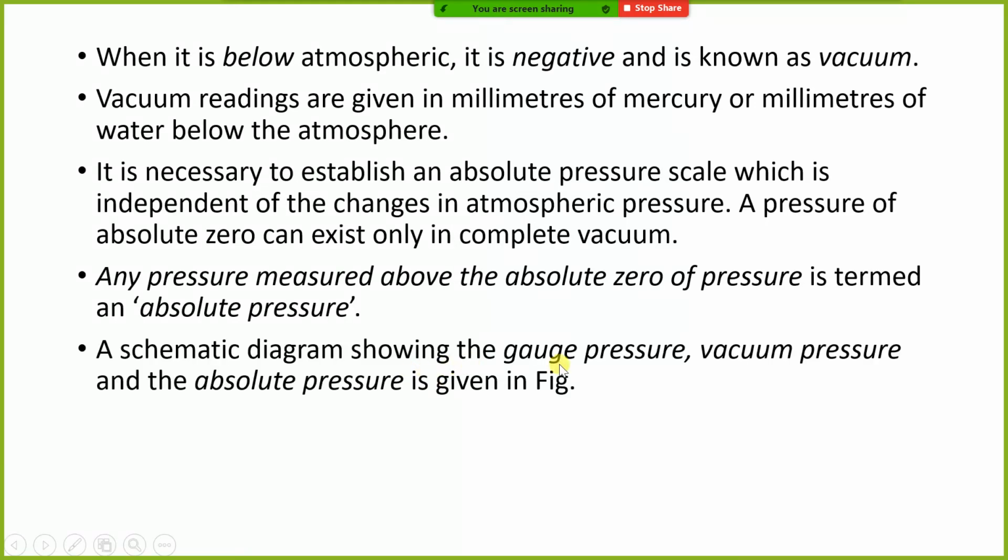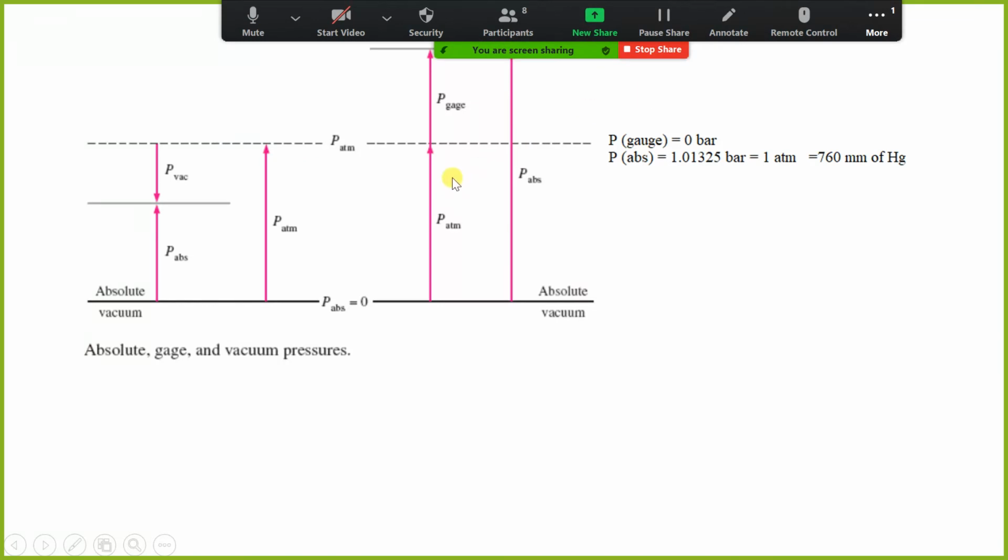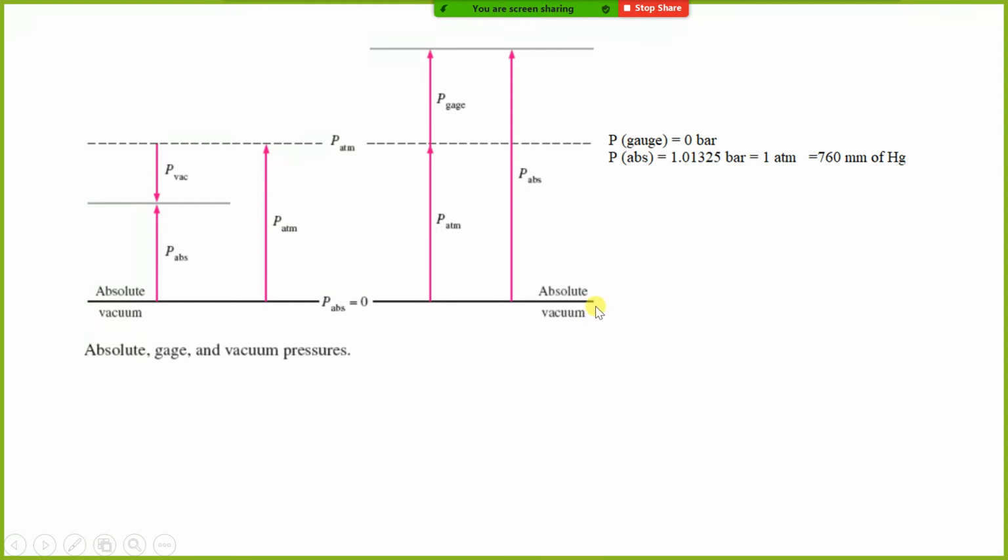The schematic diagram showing the gauge pressure, vacuum pressure and absolute pressure is given in the figure. Now look at this figure. First look at the right hand side figure. The bottom line represents the absolute vacuum. The vacuum is 100%, and this line represents the absolute pressure as 0 bar. The middle line represents the atmospheric pressure. At atmospheric pressure, the pressure gauge represents 0 bar. If you try to measure the atmospheric pressure using a pressure gauge, it will show 0 reading.